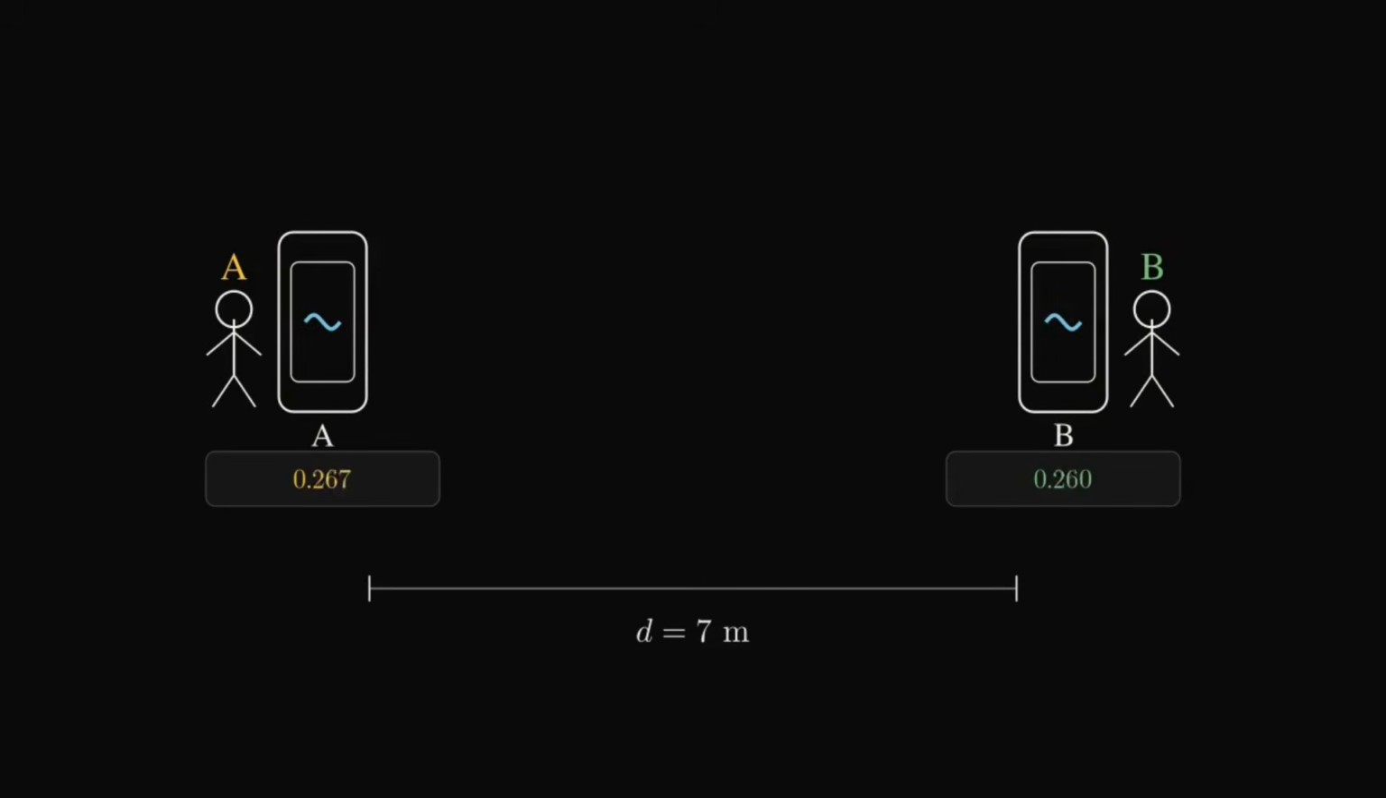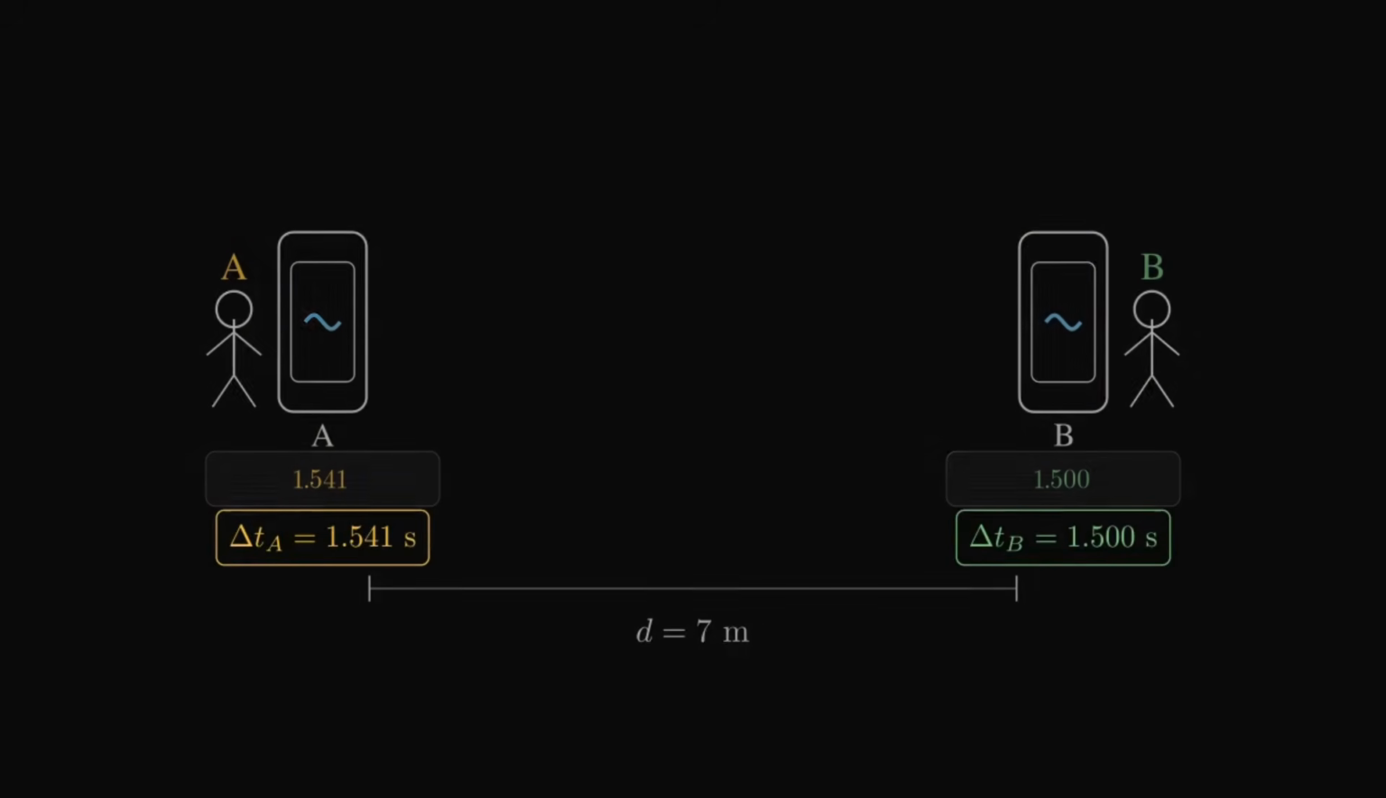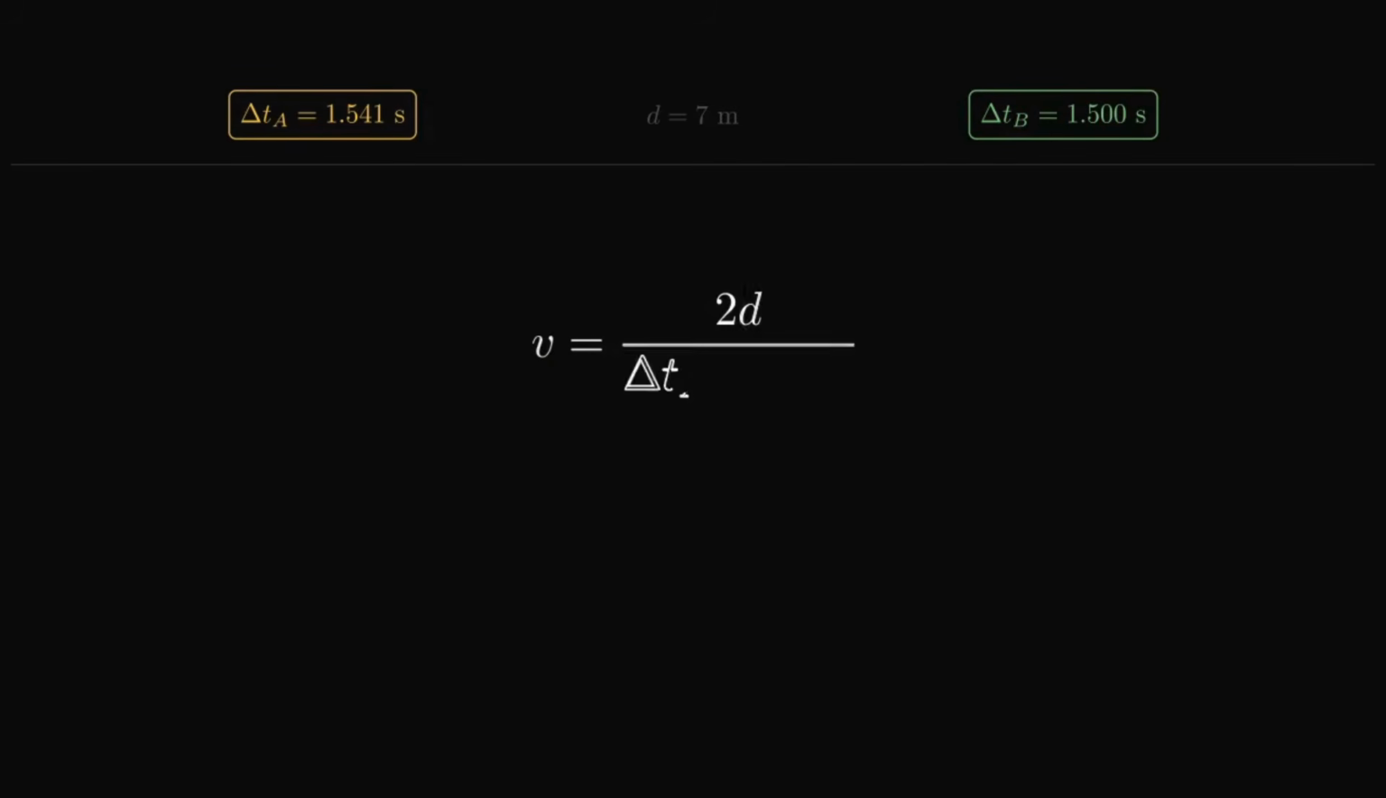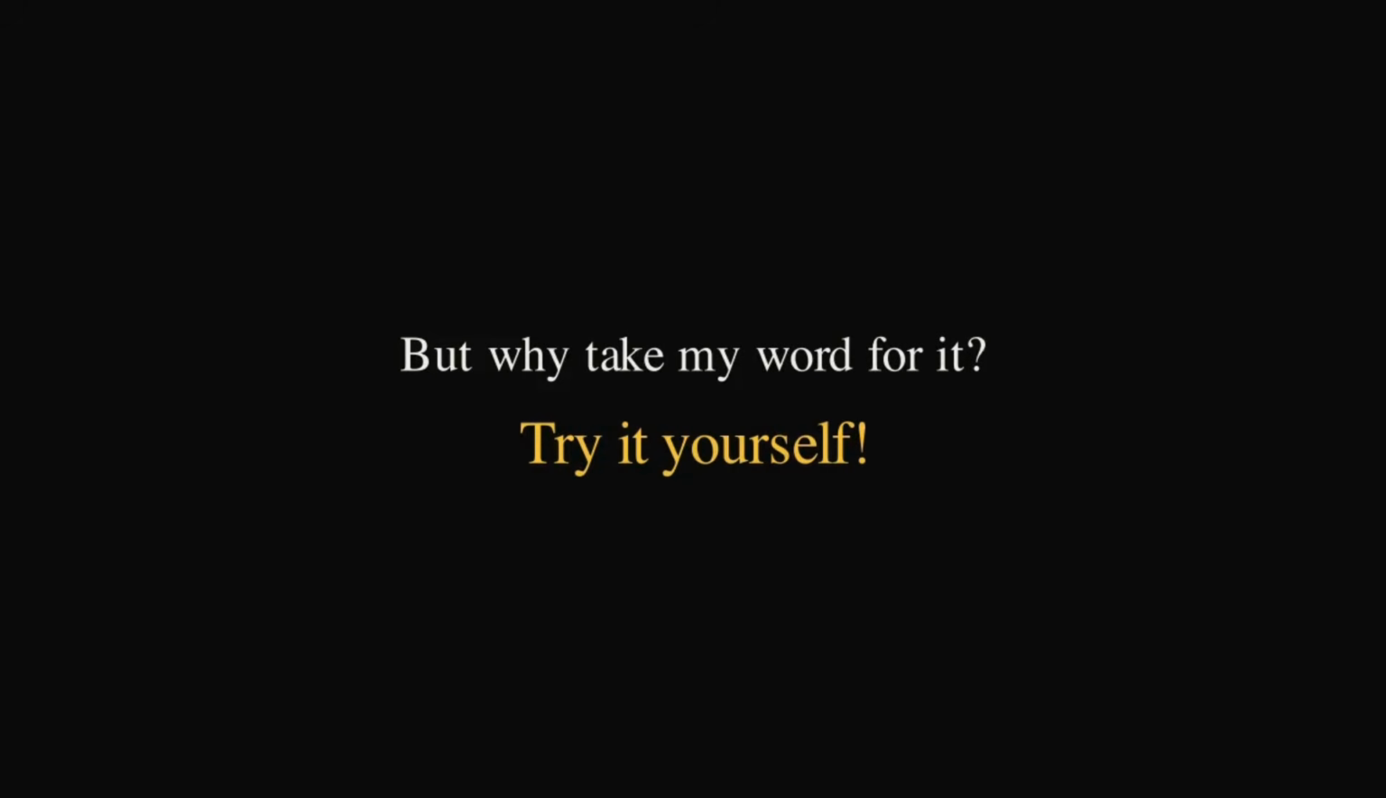For instance, say you were both 7 meters apart, and your phone reads about 1.542 seconds, and your friend's phone reads 1.5 seconds. Plugging everything in together gives us a pretty solid estimate for the speed of sound. That's it. But hey, why take my word?